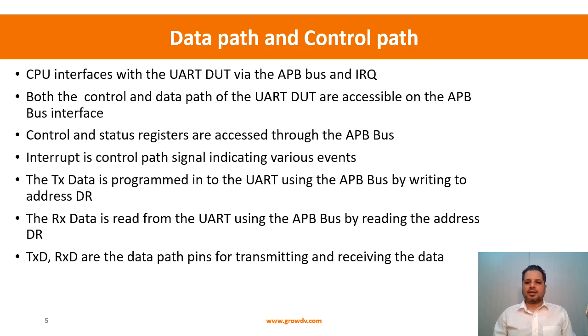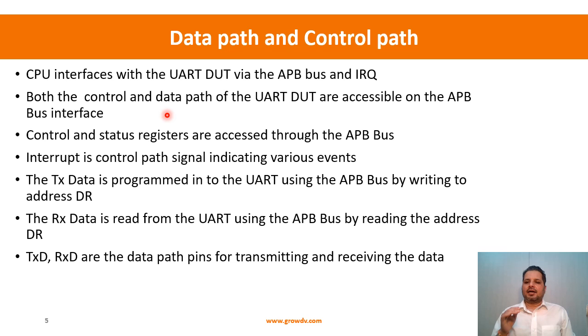We'll just quickly summarize what we discussed from a data path and control path point of view, because that's the fundamental on which we are going to build the testbench. So I'm emphasizing this a little bit over here. The CPU interfaces with the UART DUT via the APB bus and IRQ. This is the first thing. Then both the control and data path of the UART DUT are accessible on the APB bus interface. We talked about it, right?